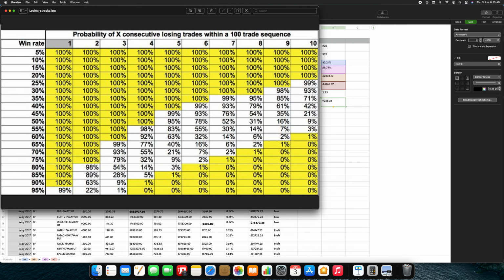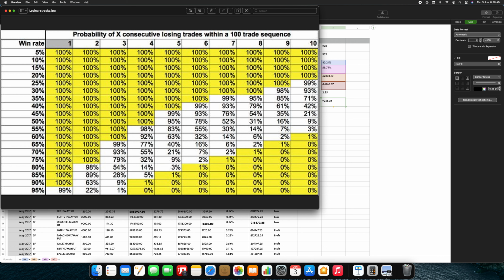Here, I hope you can see this. So basically what this is saying is the probability of consecutive losing trades in a sequence of 100 trades. All right, the probability of consecutive X losing trades in a sequence of 100 trades, if your win rate is in these ratios. Which means that if you have a win rate of only 5%, it is a certain event that you are going to have 10 consecutive losses.